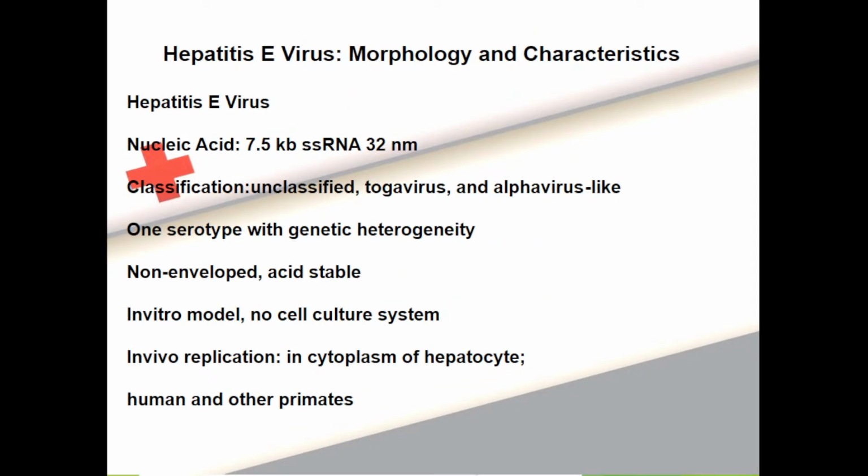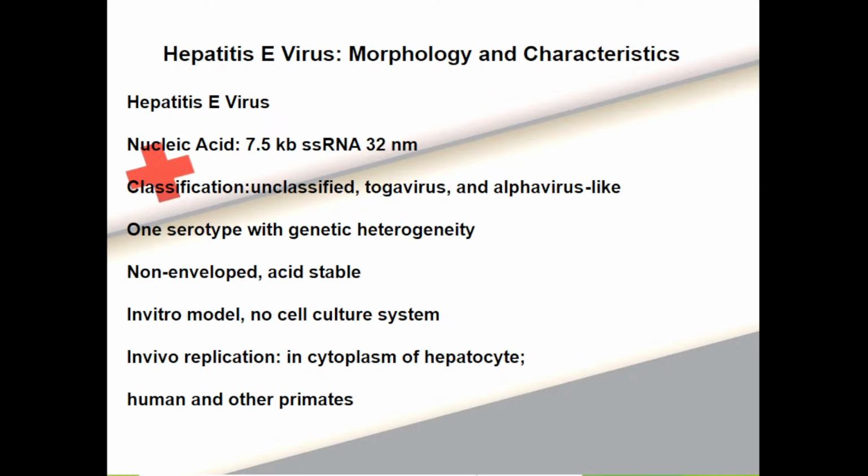Now, a few words about hepatitis E. Morphology and characteristics of the hepatitis E virus. Classification: unclassified, stegovirus, and alpha virus-like. Non-enveloped, acid stable.